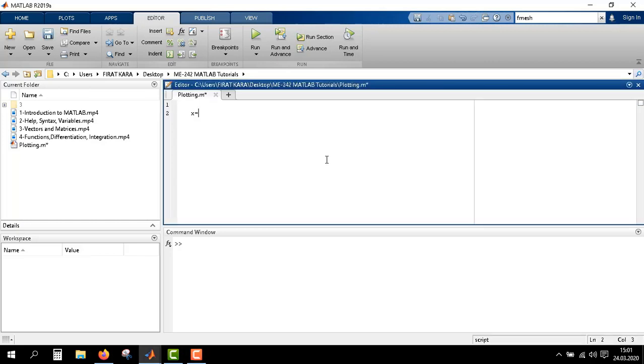Let's define x from 0 to 1 with an increment of 0.001. We haven't seen this notation, but this is an easy way to create a vector with equally spaced elements. Let's run.